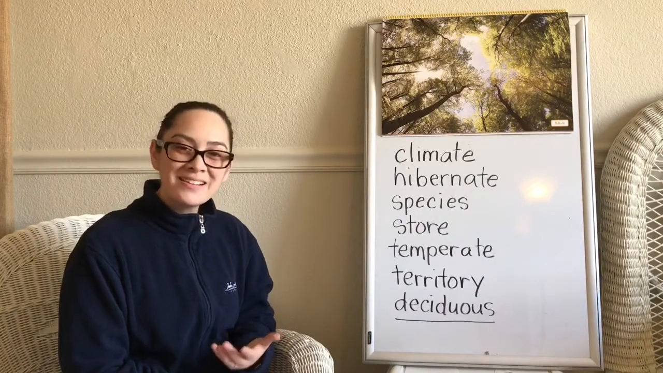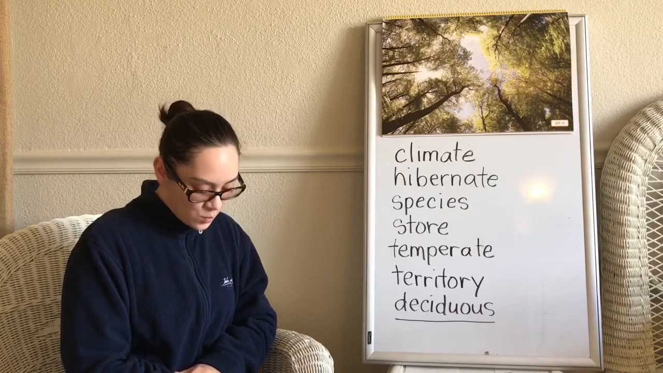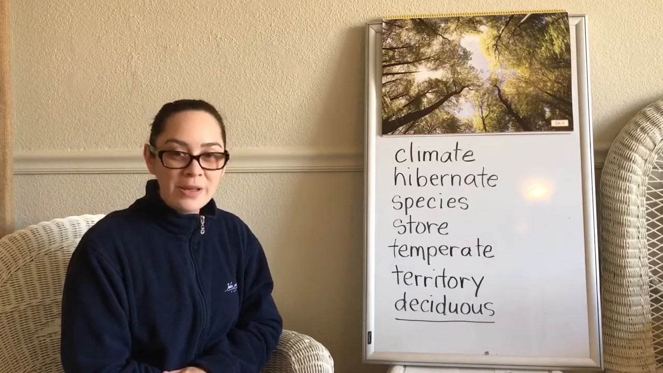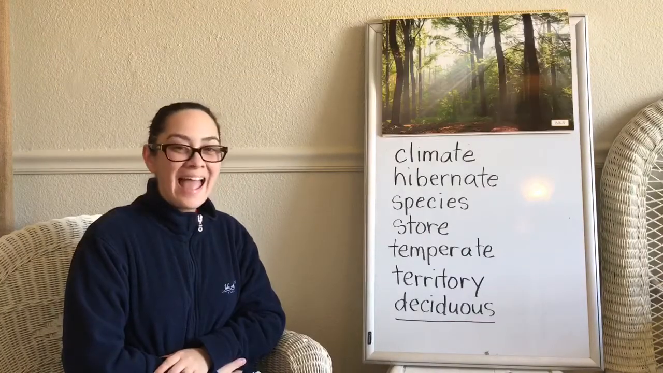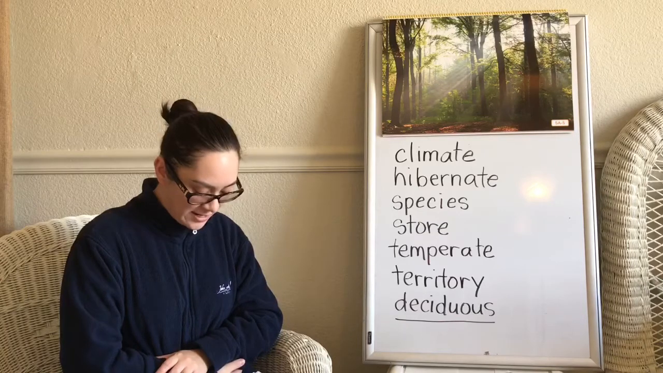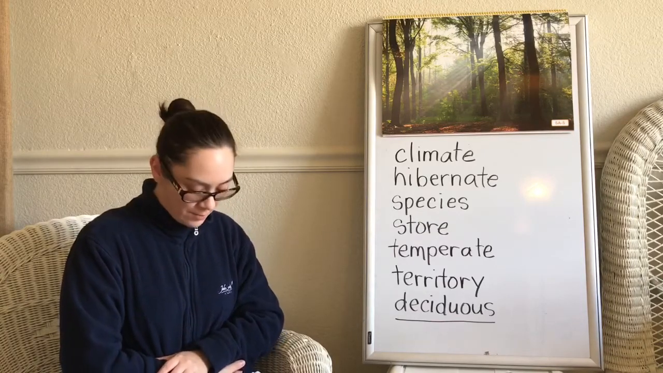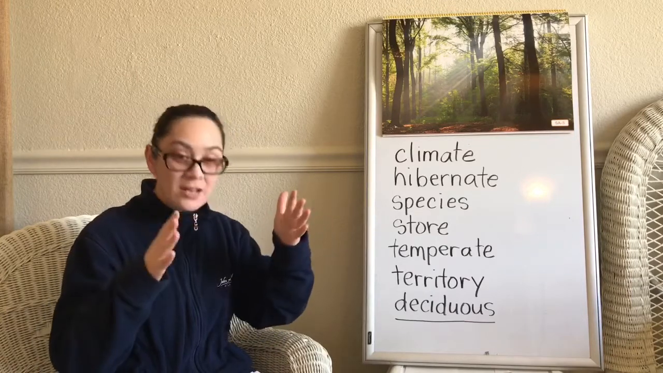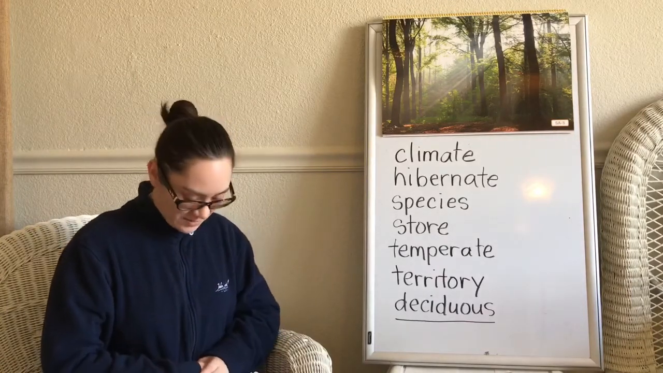Now remember what a climate is, scholars. It is what the weather is usually like in an area over a long period of time. A temperate deciduous forest is made up of broadleaf trees like oak, maple, beech, and elm. Broadleaf trees have broad or wide leaves.